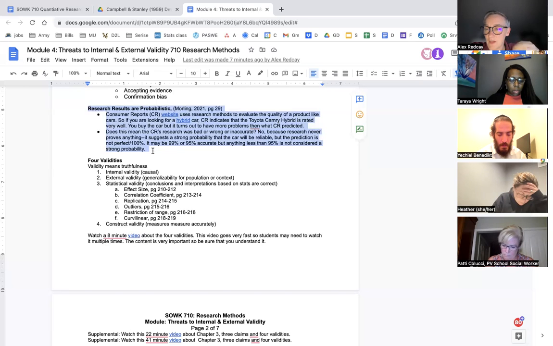Okay. If the p-value is 0.01, then we are 99% confident that it's correct. And there's a 1% chance that it's incorrect. Does anybody have any questions on the p-value?